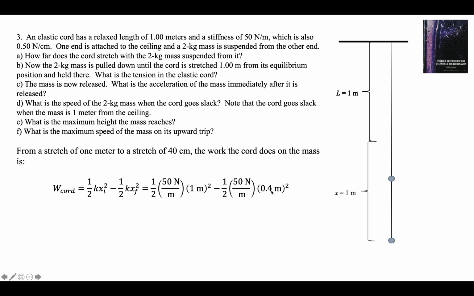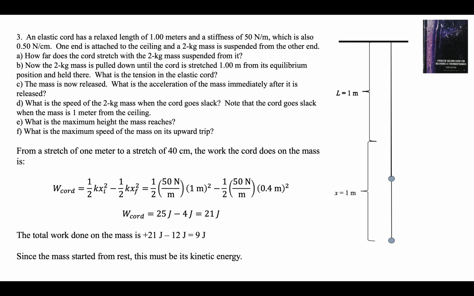So we can calculate these. 25 joules, we did that before. There's 4 joules left that didn't get used, so there's 21 joules. The cord made a deposit of 21 joules into the kinetic energy. Gravity made a withdrawal of 12. The net is 9, and that's the most kinetic energy the mass is going to have on the way up. The mass started from rest. If the kinetic energy change is 9 joules and it started from rest, it must have 9 joules.